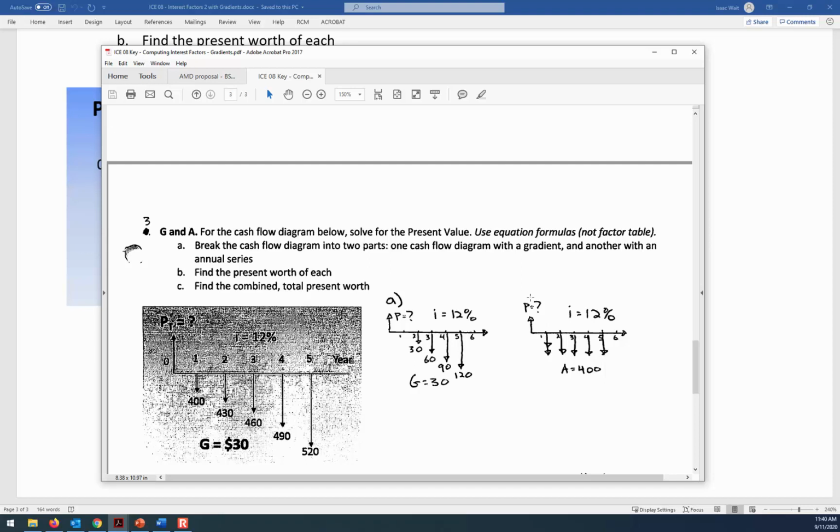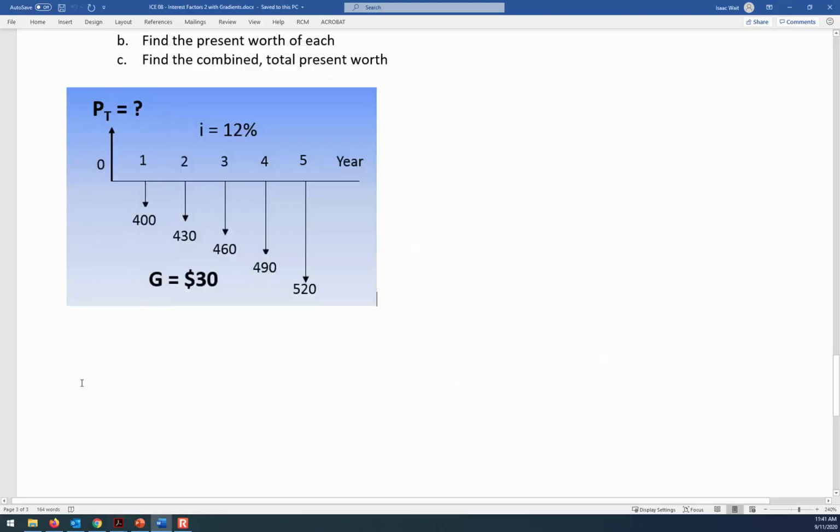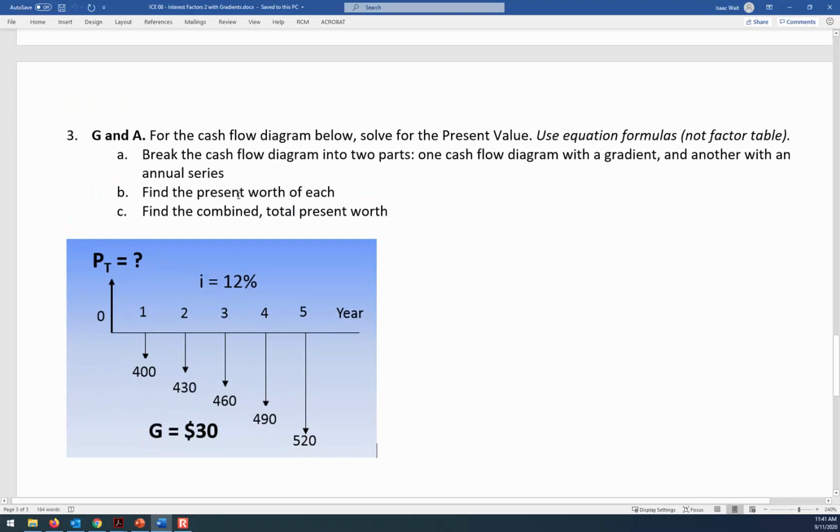So we want to find the present value of the annual series component, and then the present value of the $30 gradient component. Then the sum of those two P's together, the P from the annual series and the P from the gradient, is the combined total present worth of each. So here in part B, I'm saying find the present worth of the annual series, find the present worth of the gradient, and then find the combined total present worth of both.